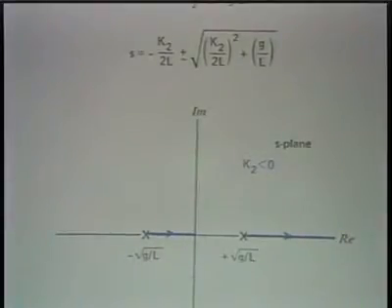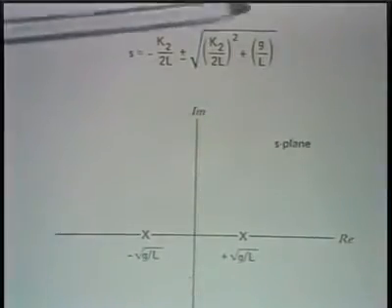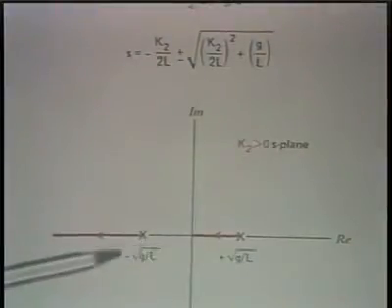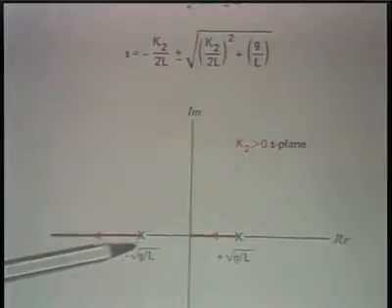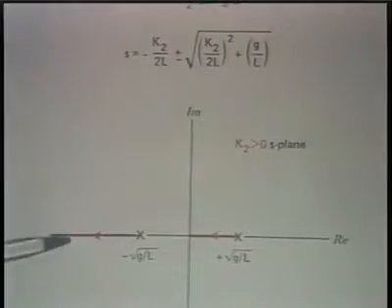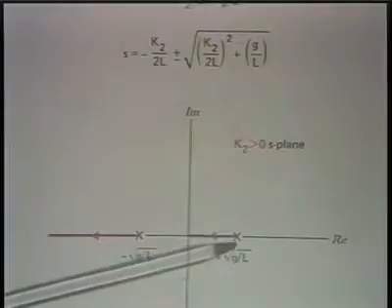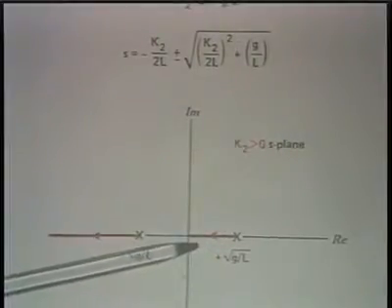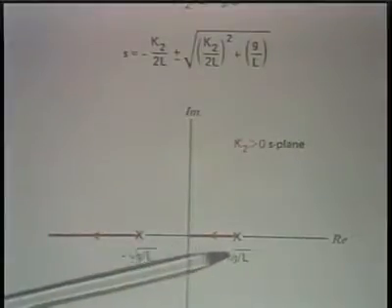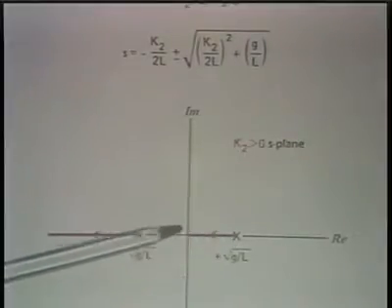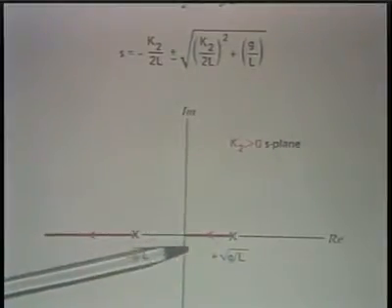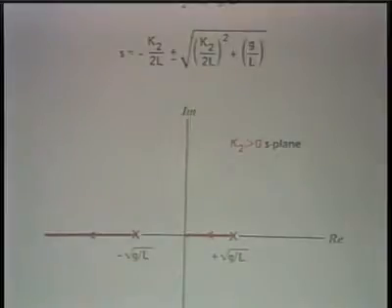Let's try K2 positive. And the root locus dictated by this equation is what I indicate here. The left half plane pole moves further into the left half plane. That's good. That's getting more stable. The right half plane pole is moving closer to the left half plane, but unfortunately never gets there. And in fact, it's when K2 eventually becomes infinite that this pole just gets to the point where the system becomes marginally stable.